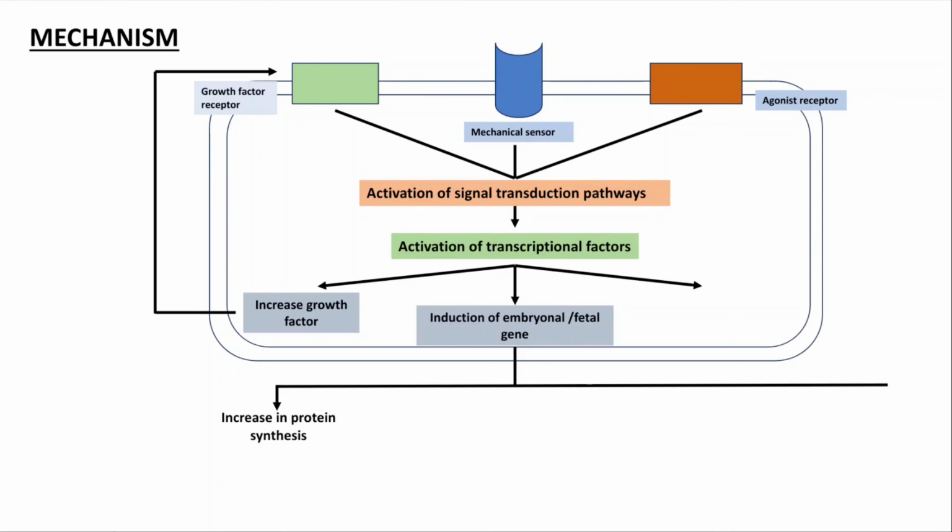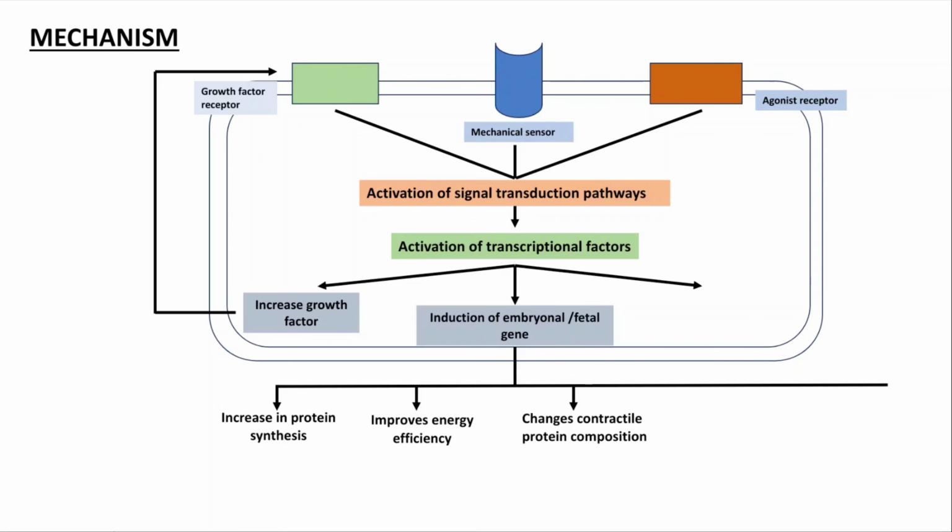It improves energy efficacy. Fetal protein requires less ATP when compared to adult protein. This helps the organ to function under stress. It changes contractile protein composition. Embryonal fetal gene activation causes switch in contractile protein from alpha myosin heavy chain to beta myosin heavy chain. This beta myosin heavy chain contracts more slowly but is more energy efficient.